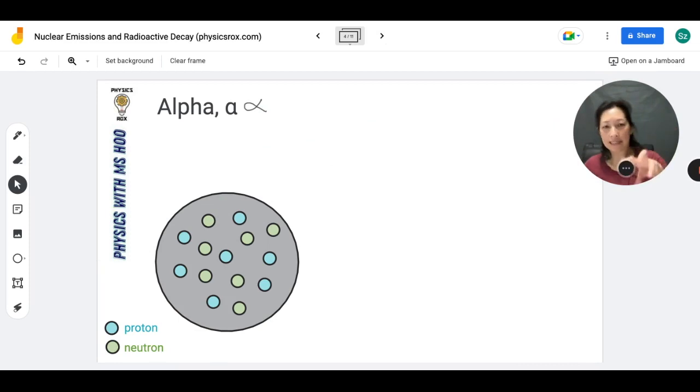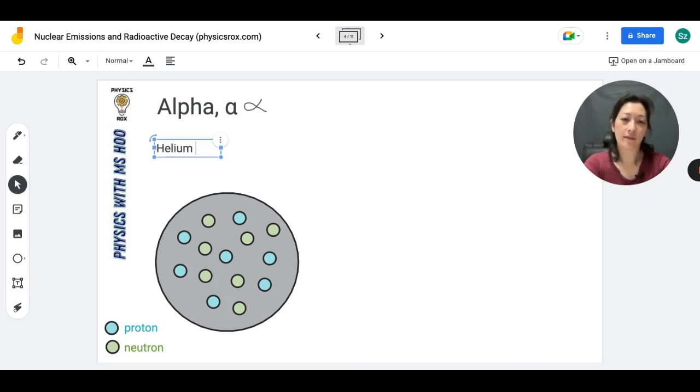So we have in this diagram here, let's say this is not a chocolate chip cookie. No, basically, let's say this is a nucleus of a radioisotope. So the black color part here represents a nucleus. And inside this nucleus, we have the protons, which we have marked in blue, and the neutrons, which we have marked in green. Now, what is an alpha particle? So alpha is identical to a helium nucleus. What do we mean by helium nucleus?